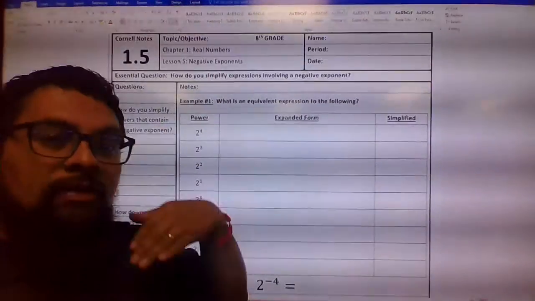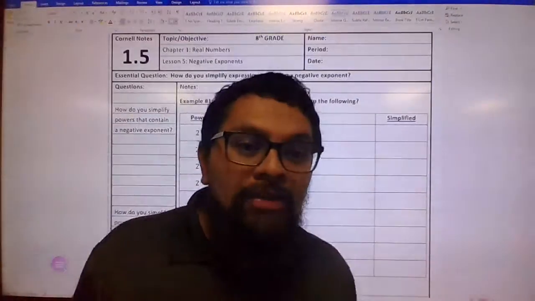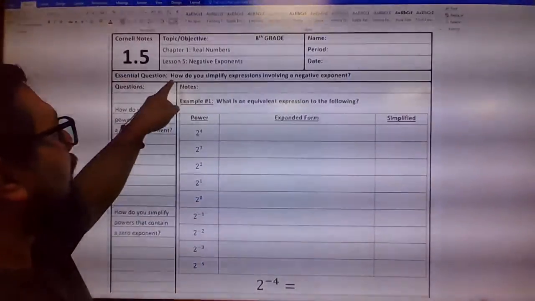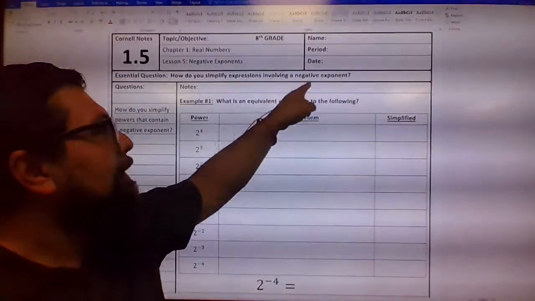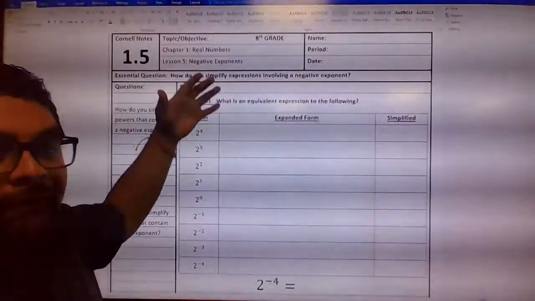We went ahead and did 1.5 yesterday, the beginning, example one. So let's recall the essential question. The essential question was, how do you simplify expressions involving a negative exponent? We went ahead and filled this out.